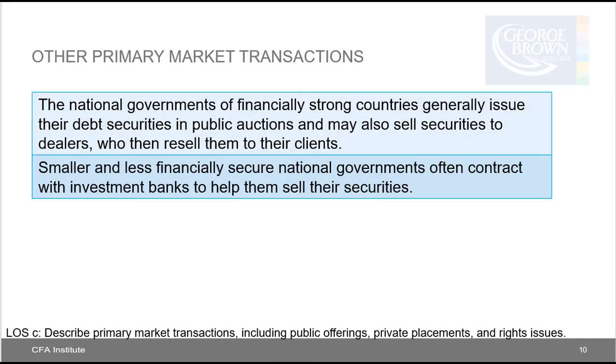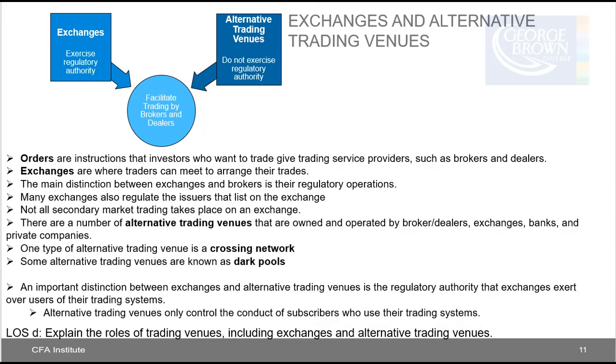Now we're just going to look very quickly at other primary market transactions. So the national governments of financially strong countries generally issue their debt securities in public auctions and may also sell securities to dealers who then resell them to their clients. Smaller and less financially secure national governments often contract with investment banks to help them sell their securities. Learning Outcome Statement D is explain the roles of trading venues, including exchanges and alternative trading venues.